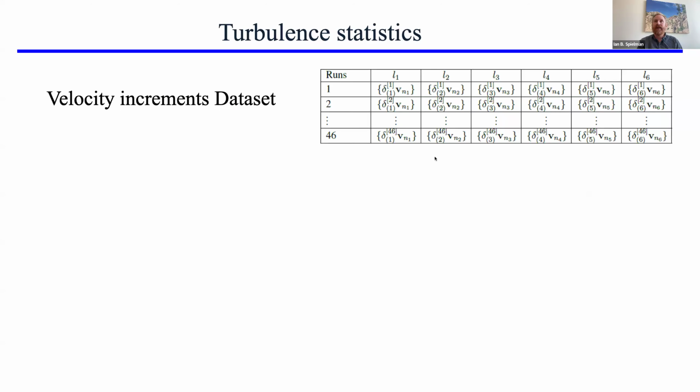Okay, so in our data then, Ming-Shu took an enormous amount of data. He did 46 separate runs of the experiment, each of which had hundreds of data points, yielding about 40,000 velocity increment vectors. So we have a very large data set with which we can derive statistics.